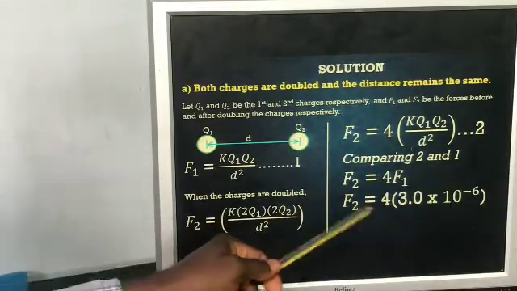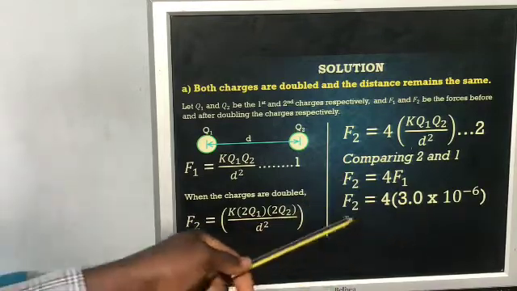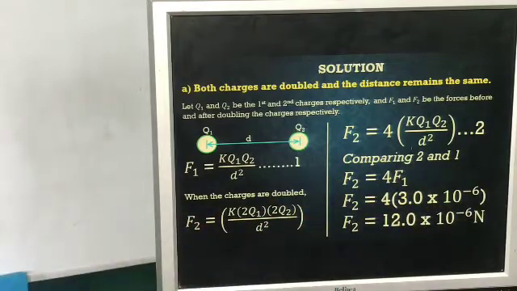So when we put that into this formula, that will give us this. Then finally we get this as our solution. So F2 is equal to 12.0 times 10 raised to the power negative 6 newtons.